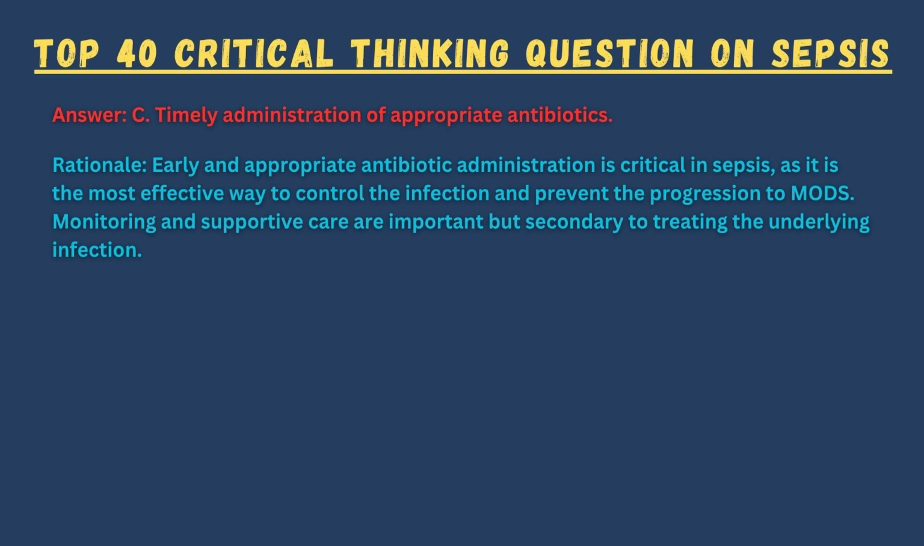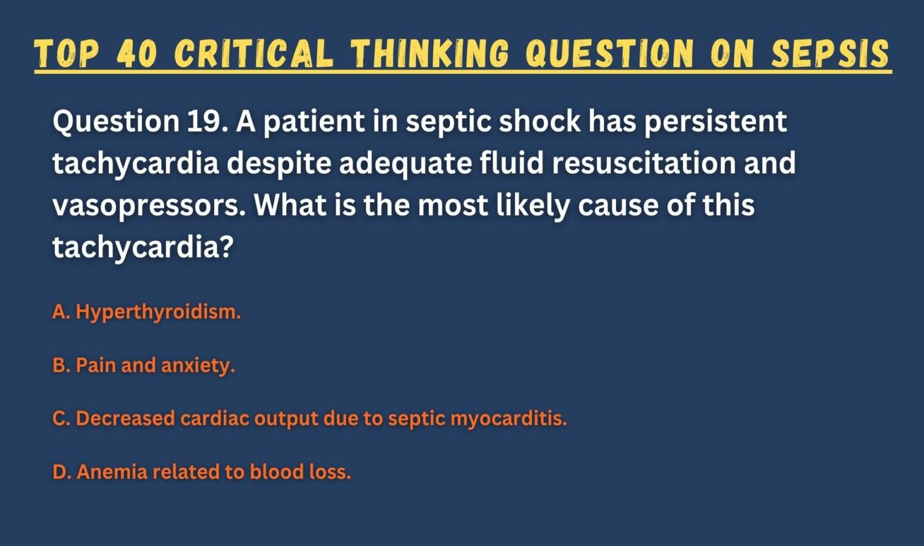Rationale: Early and appropriate antibiotic administration is critical in sepsis, as it is the most effective way to control the infection and prevent the progression to MODS. Monitoring and supportive care are important, but secondary to treating the underlying infection. Question 19. A patient in septic shock has persistent tachycardia despite adequate fluid resuscitation and vasopressors. What is the most likely cause of this tachycardia?